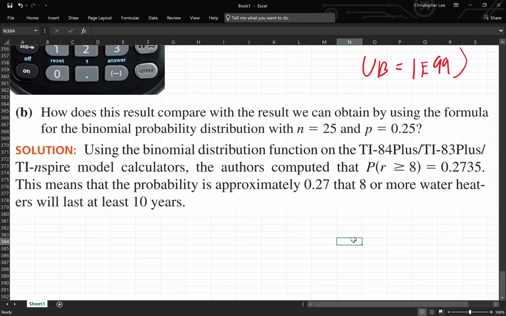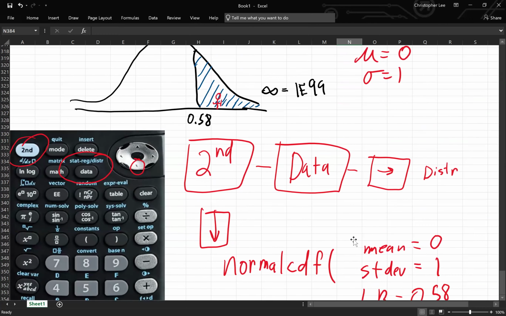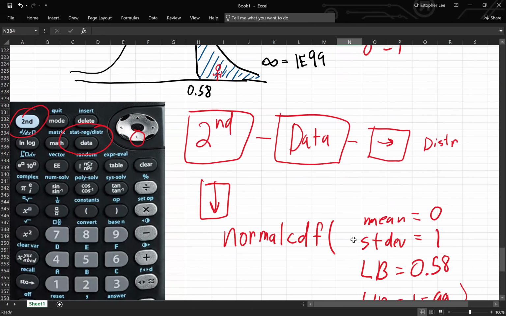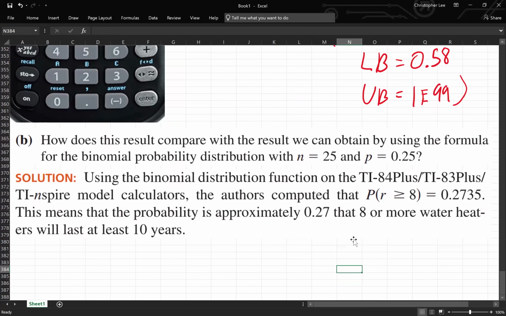All right. So we used our normal distribution, and from our normal distribution, we approximated it to be about 0.28. The actual binomial distribution, remember when we do binomial CDF, the actual binomial distribution came out to be 0.27. Not too bad, right? It's off, of course, because it's an approximation, but not too bad.